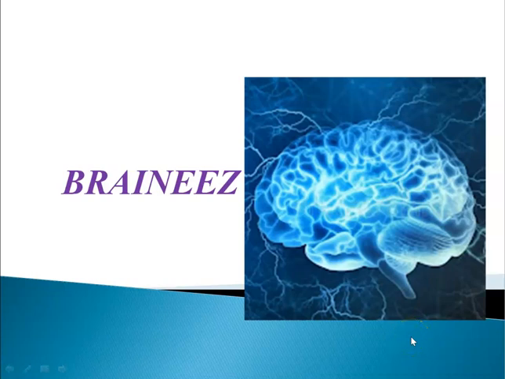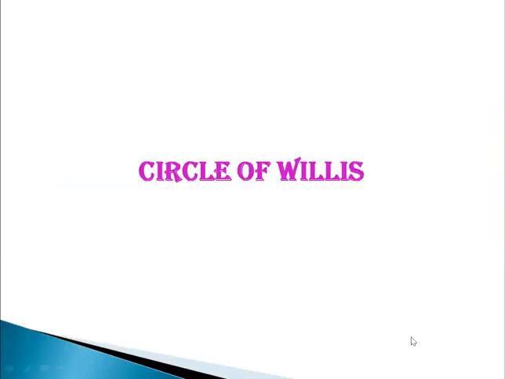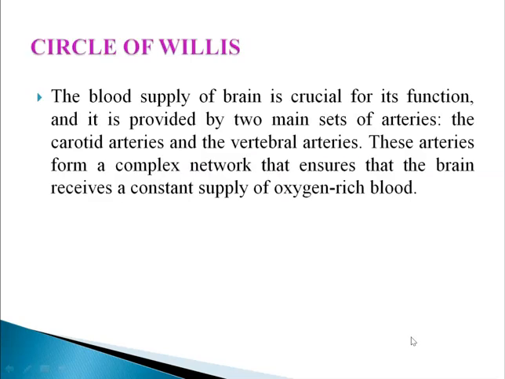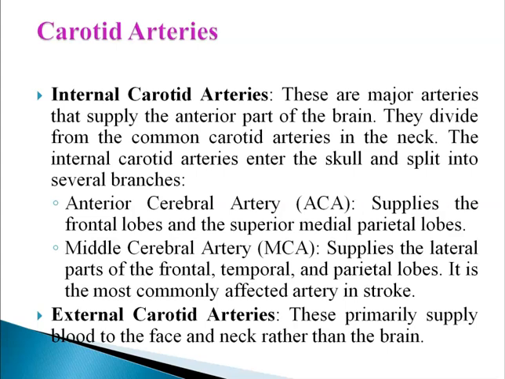In today's video, I'm just going to share the information regarding Circle of Willis. So Circle of Willis, the blood supply of the brain, which is very crucial for its function, is mainly provided by two main sets of arteries. They are the carotid arteries and the vertebral arteries. These arteries form a complex network that ensures that the brain receives a constant supply of oxygen-rich blood.